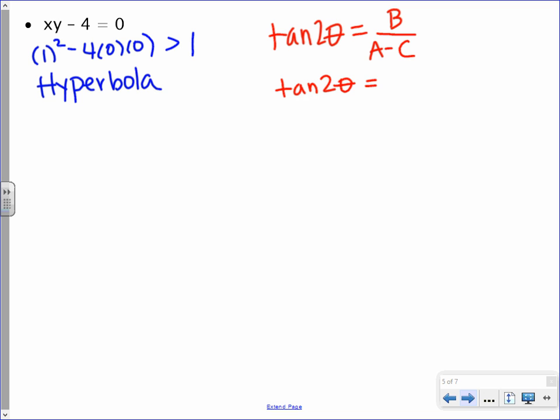Okay. Well, B is 1, and A and C are 0. So that means that you can't do... What does it mean when we divide? The tangent can be undefined, can't it?